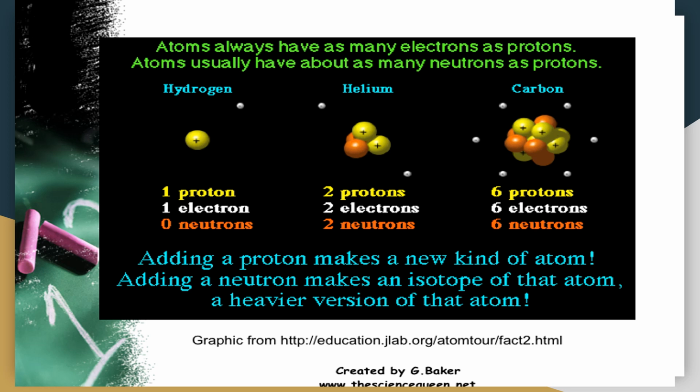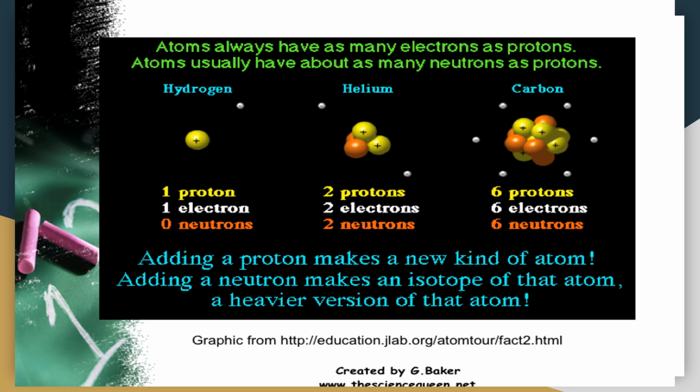So here we're comparing hydrogen, helium, and carbon. The atomic number is basically your number of protons. If you look at the periodic table of elements, the number above the symbol would be 1 for hydrogen, 2 for helium, and 6 for carbon. That also equals the number of protons. Then the number of electrons equals the same amount of protons. I know this gets confusing.